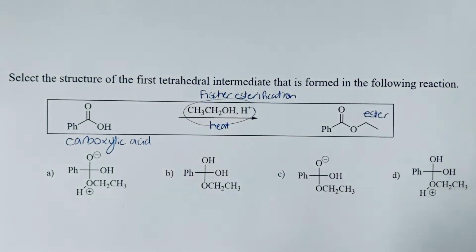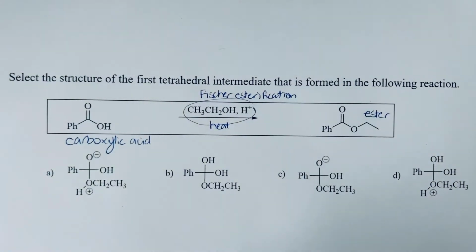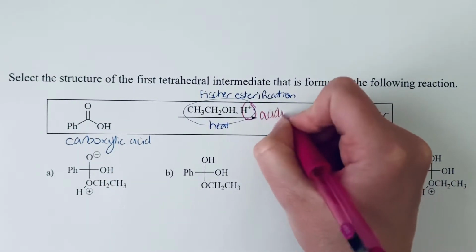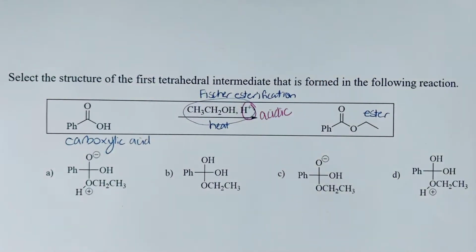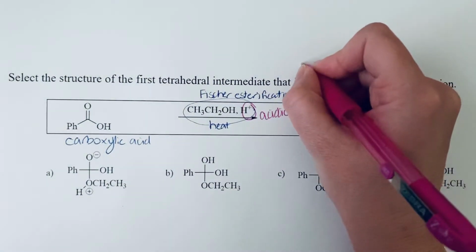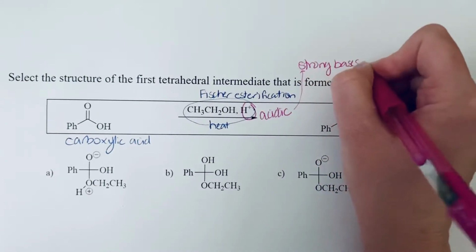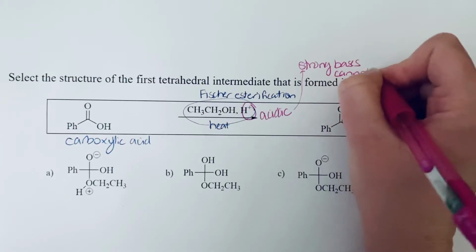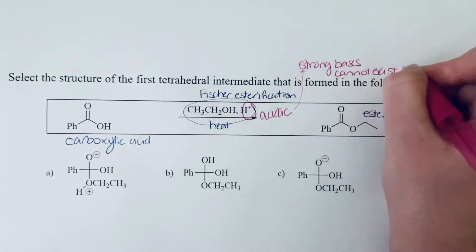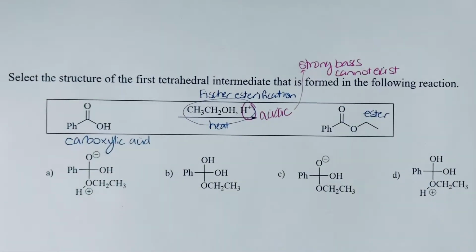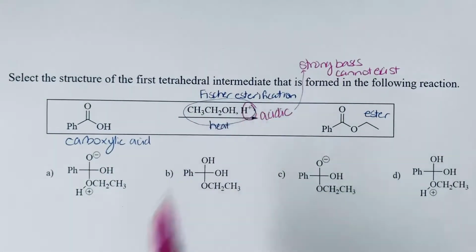So this is definitely acidic conditions. So you see an acid catalyst in there. So this is definitely acidic. So we want to keep that in mind, because when we have acidic conditions, that means strong bases cannot exist. Right, so that means you're not likely to push these electrons up onto the oxygen to give you a negative charge.